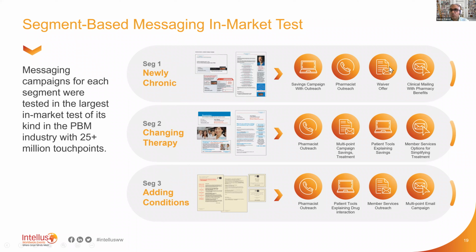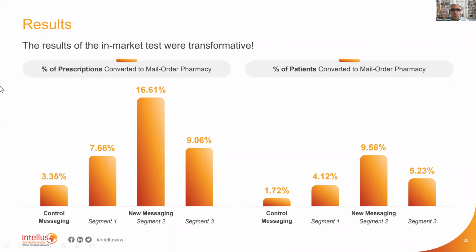And for each segment, there was a different kind of surround sound campaign that was planned. And there was a very large in-market test of over 25 million touch points done through email, direct mail, outbound telesales scripts, etc. And the results of this campaign were basically measured in 2 ways. First, on the right-hand side, what percentage of patients who received certain messaging converted their prescriptions from retail pharmacy to mail order pharmacy? And then they also looked at what percentage of total prescriptions were converted.